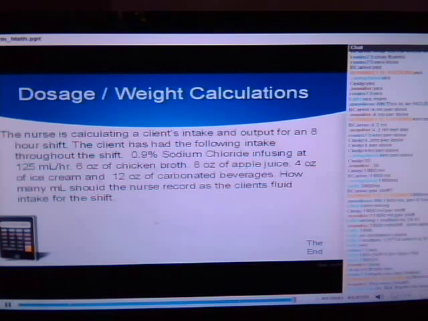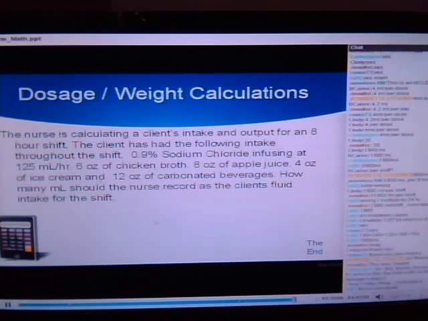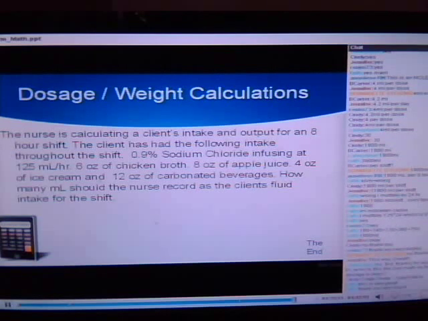Is this the only math on the NCLEX? What we did, this question, okay, I'll give you my personal experience with the NCLEX. Something like this question will be on the NCLEX.